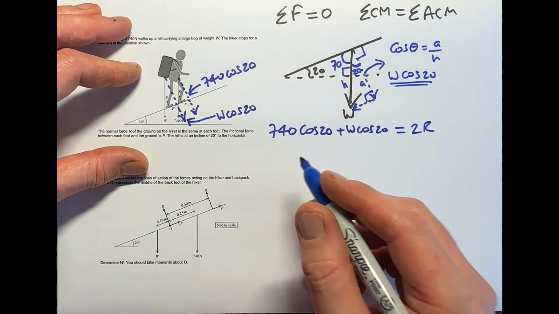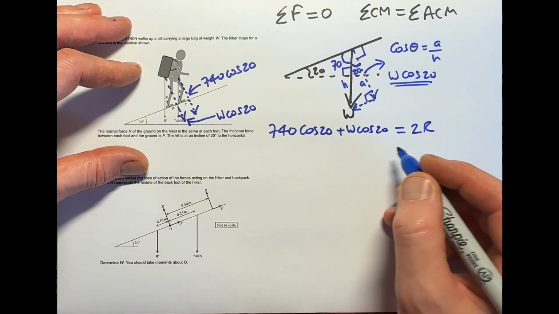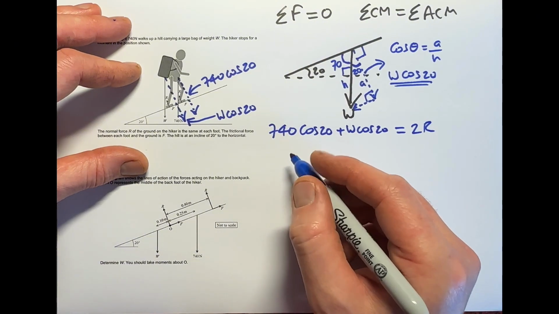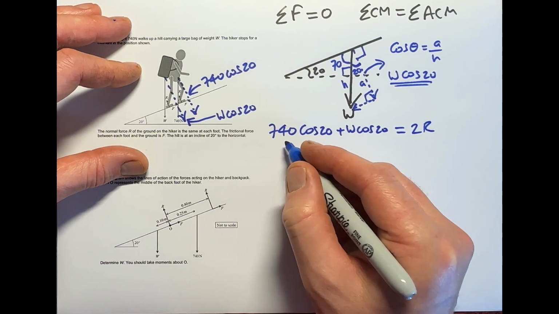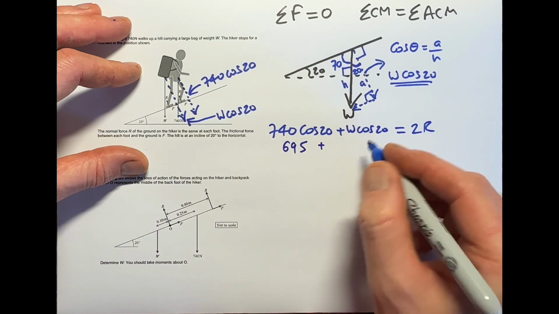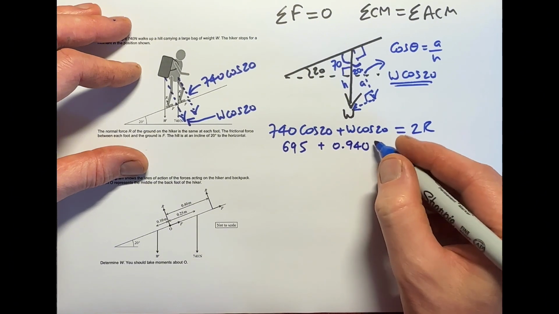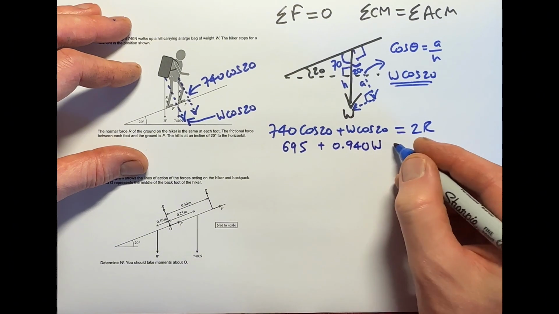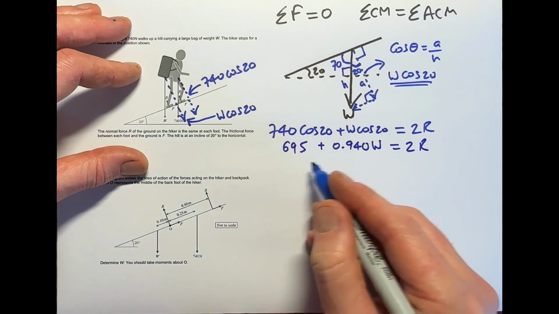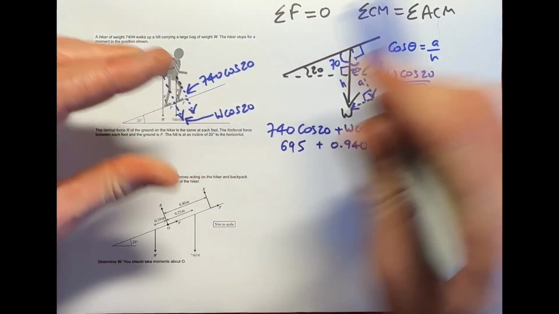Now, the next thing to think about then is to simplify this a little bit. So if you simplify this, this is going to give you 695. Cos 20 here just comes out as 0.940 W, and that equals 2R, okay? So we just simplified that equation a little bit.